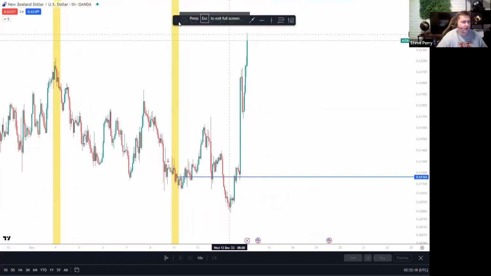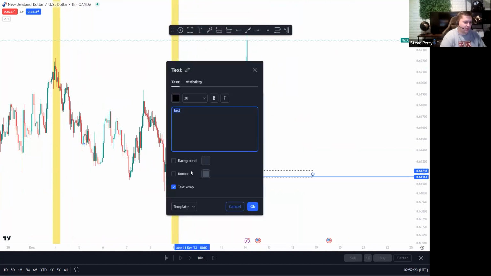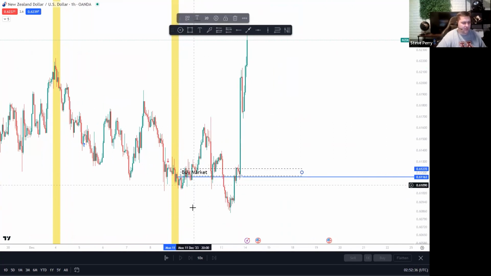So I took a trade here on the New Zealand dollar, and again, I just took my buy market at the beginning of the week, and I'm only in one trade to start. This is just to start my week. Okay, I know I want to buy this as my swing trade. Okay, I'm in at buy market right here at the beginning of the week.